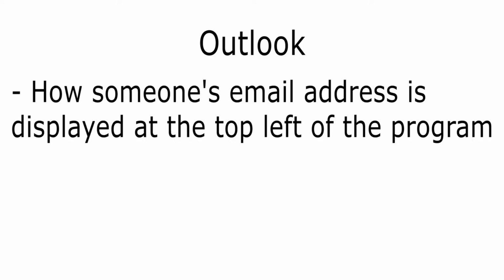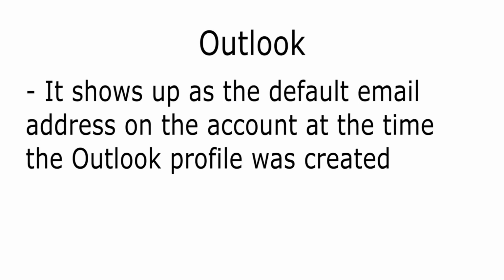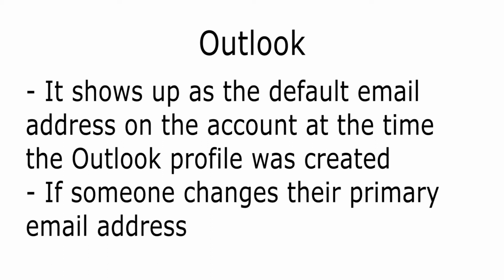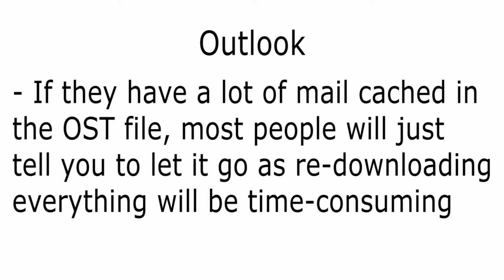The last Outlook thing I'll mention is how someone's email address is displayed at the top left of the program. It shows up as the default email address on the account at the time the Outlook profile was created. If someone changes their last name and therefore the primary email address gets updated, this change will never be reflected in Outlook unless the profile is recreated. If they have a lot of mail cached in the OST file, most people will just tell you to let it go, as re-downloading everything will be time-consuming.